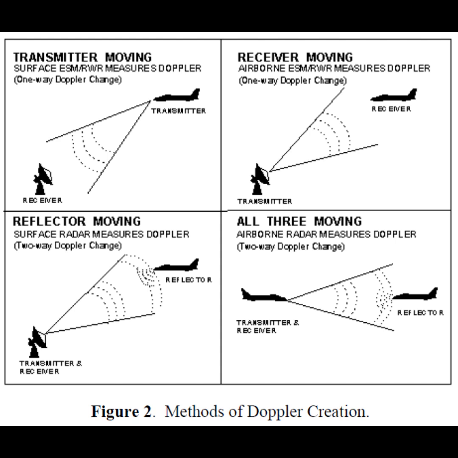This detailed breakdown shows how the Doppler effect can be influenced by the motion of different components in a radar system, which is critical for accurate measurement and interpretation in various applications like aviation, meteorology, and military surveillance.